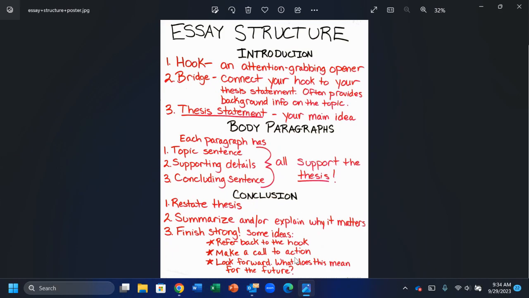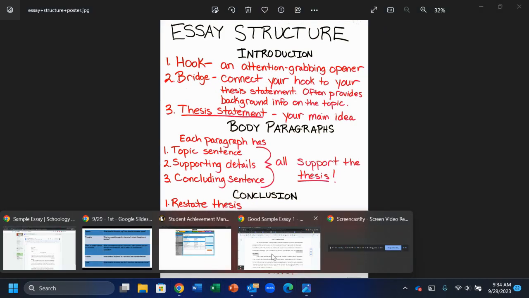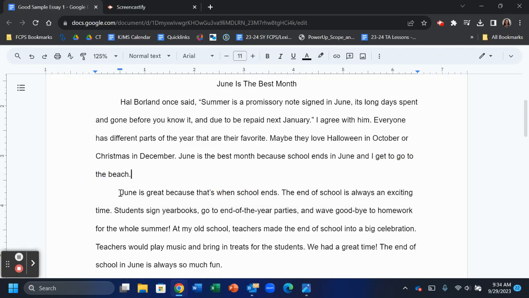Let's see an example. June is great because that's when school ends. That's my topic sentence for this body paragraph. Notice it matches perfectly with my thesis statement that says June is the best month, and my first reason is because school ends in June. And then I'm using that same reason as my topic sentence for my first body paragraph.